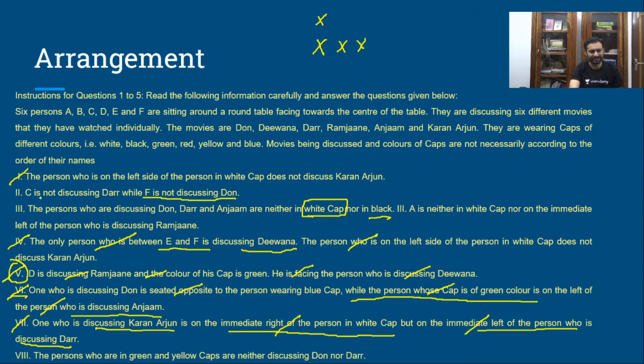If I compare this one, not discussing there, let me put 1 cross. But if I read this one, the persons who are discussing Don, Darren, and Jam are neither in white nor in black. So this puts me 3 crosses. So I'll use this. Black cannot be Don, Darren, and Jam.